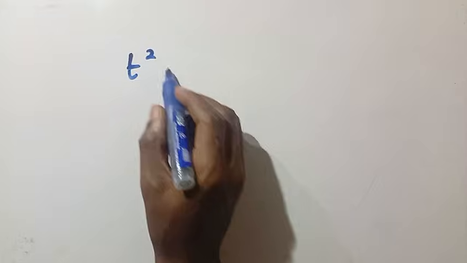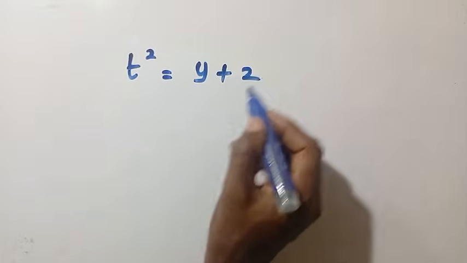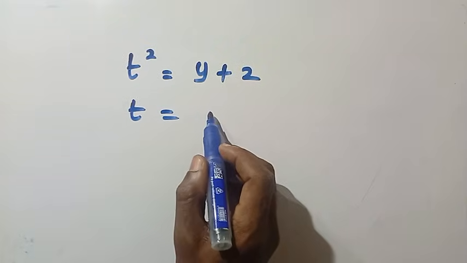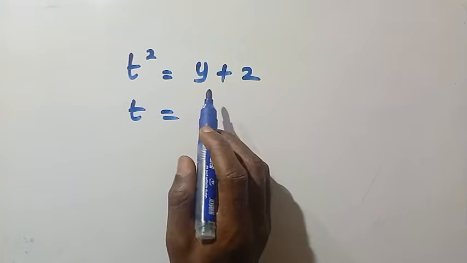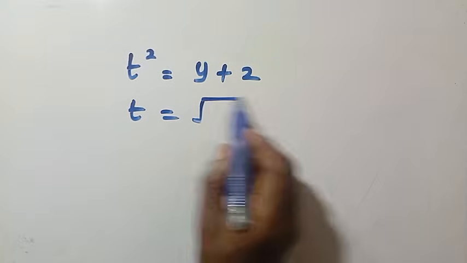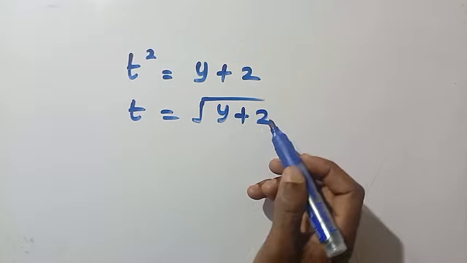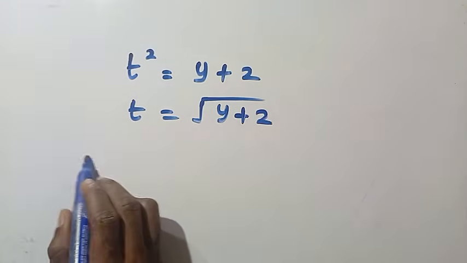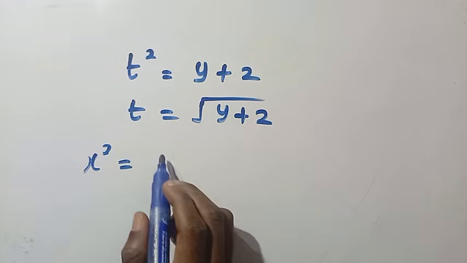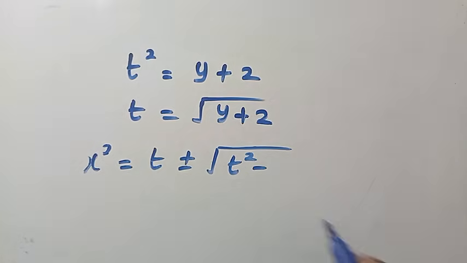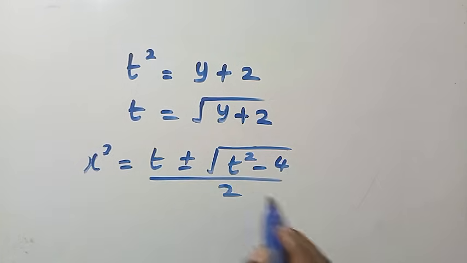So we have t squared equals y plus 2. So by making t the subject of the formula, we are going to have t equals, and we are going to be considering the positive side. So we are going to negate the negative, and we have the square root of y plus 2. So then we now recall from the above that x squared equals t plus or minus the square root of t squared minus 4, divided by 2.